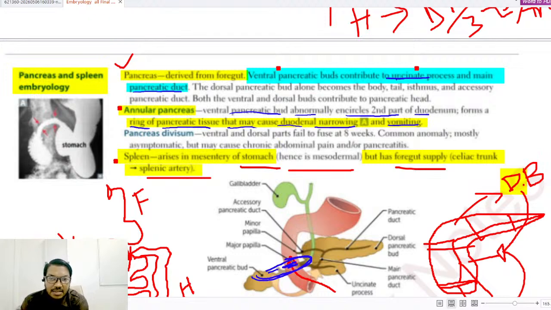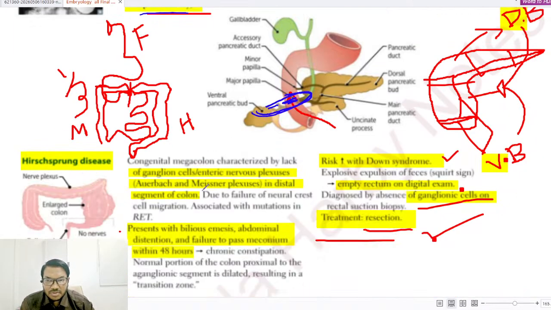The spleen arises in the mesentery of the stomach but has foregut supply from the celiac trunk, by the celiac artery. I'm sure you remember the blood supply of the stomach.